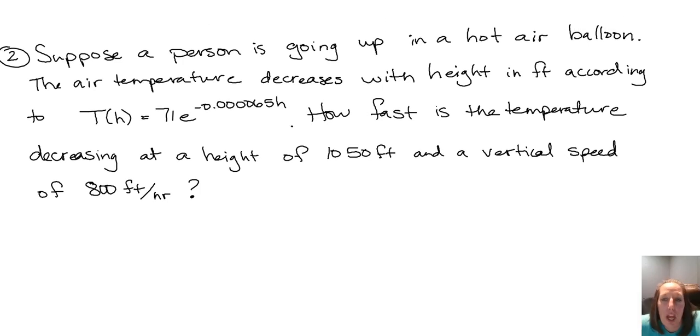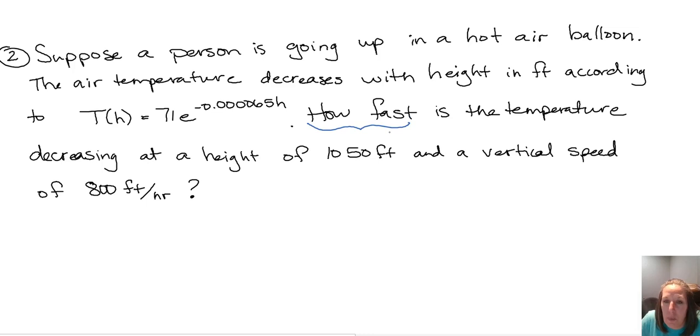Suppose a person is going up in a hot air balloon. The air temperature decreases with height in feet according to the function t of h equals 71 times e to the negative 0.000065h. How fast is the temperature decreasing at a height of 1,050 feet and at a vertical speed of 800 feet per hour?